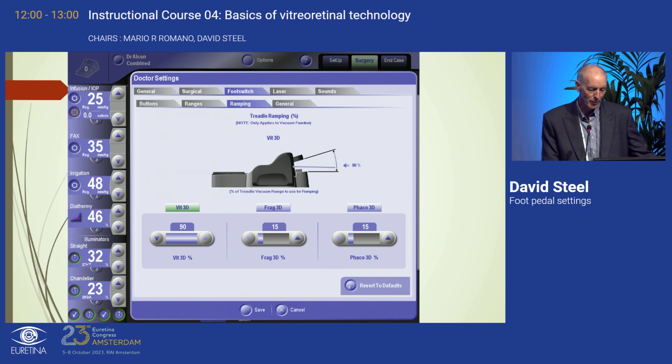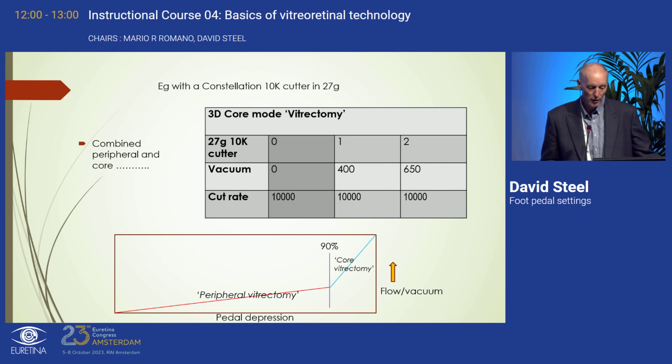And that's an example of the Alcon settings. So for example, if I was using an Alcon 10K cutter in 27 gauge, these are the sort of settings I might have for a combined peripheral and core mode. So the first 90% of the pedal is 0 to 400, keeping my cut rate on maximum. And then the second bit of the pedal rapidly accelerates the rate of change of vacuum rise from 400 to 650. And I use that last 10% for my core vitrectomy, and the first 90% for more controlled peripheral vitrectomy.